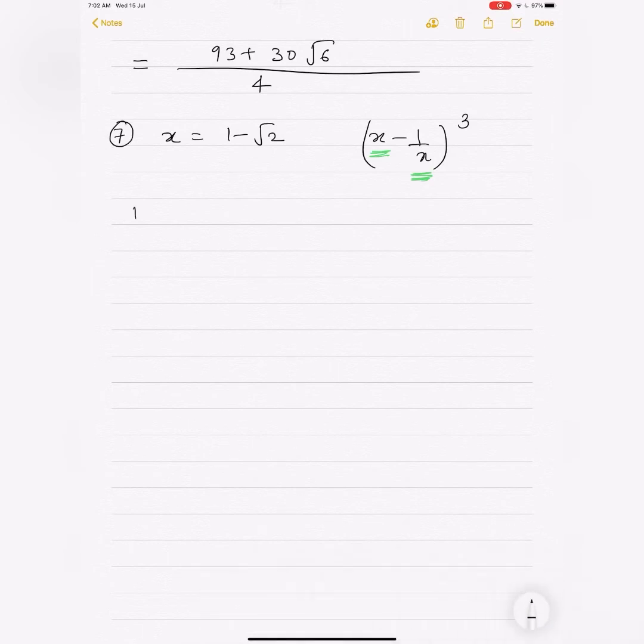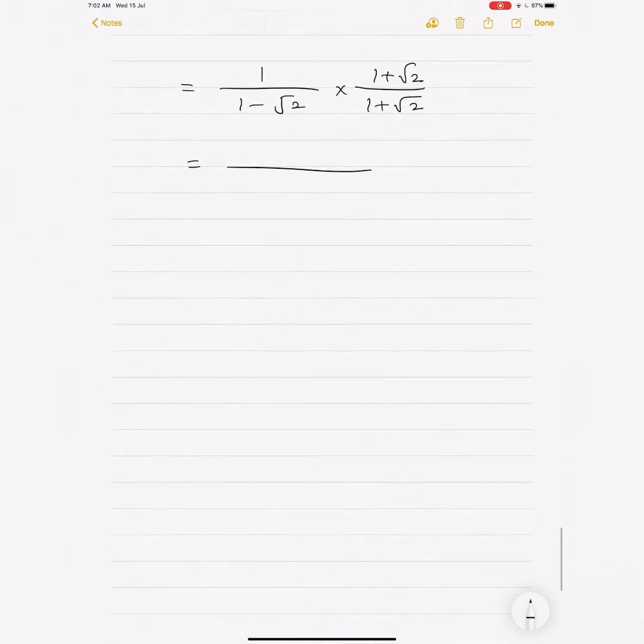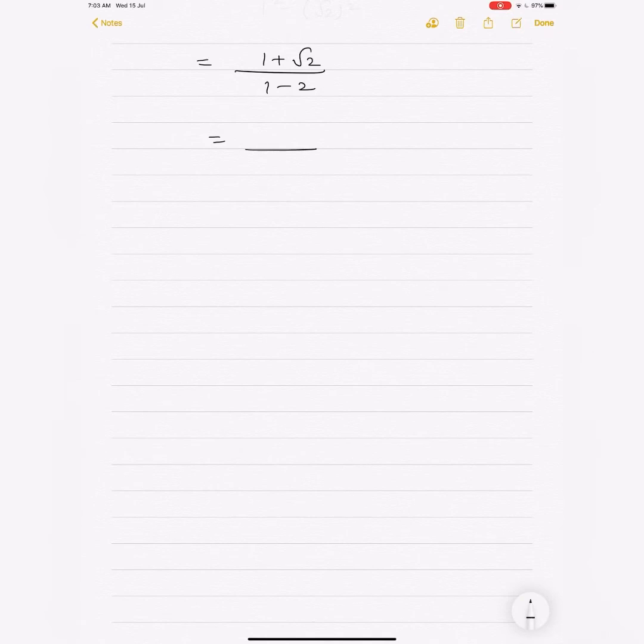Let's first find the value of 1 upon x, which means 1 upon 1 minus root 2. How will you rationalize this? 1 upon 1 minus root 2 multiply by 1 plus root 2 upon 1 plus root 2. So what will this become now? A squared minus b squared. So we will write first the numerator will remain as it is, and the denominator becomes 1 squared minus root 2 squared. So 1 plus root 2 divided by 1 minus 2. Now what is 1 minus 2? So that will be what, guys? Minus 1, and in the numerator 1 plus root 2.